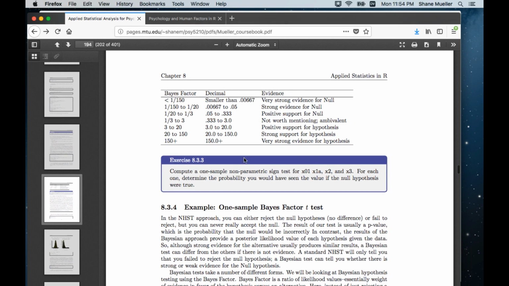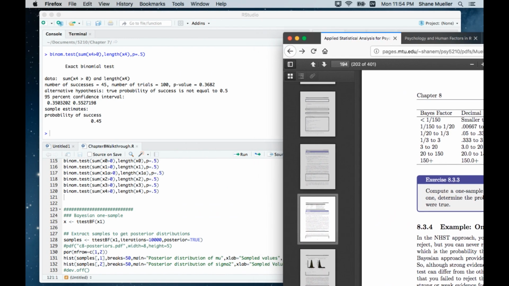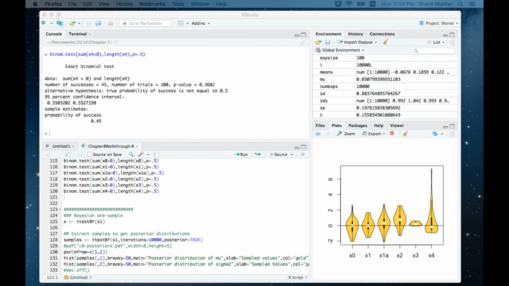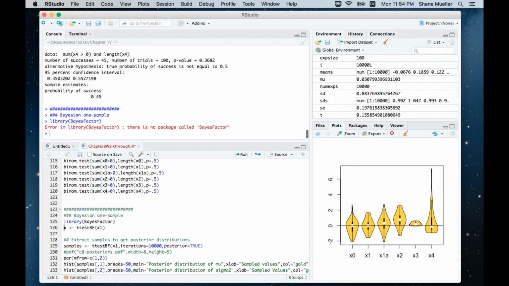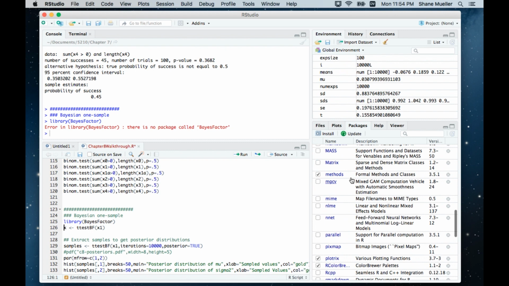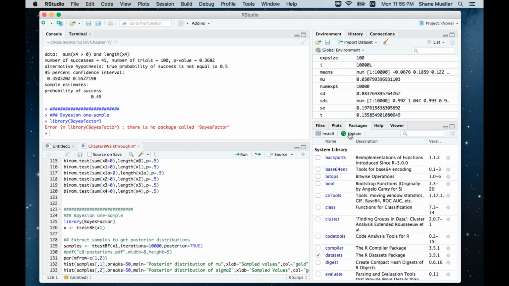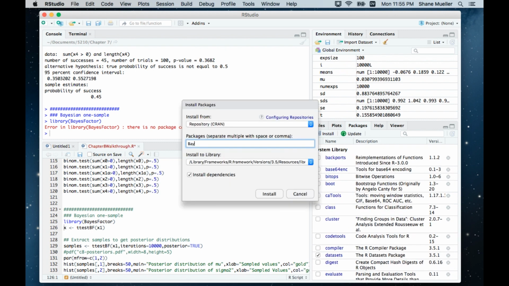Okay, so we'll just finish off with one sample Bayes factor t-tests. The Bayes factor tests are in a library called BayesFactor. So I guess I'll add this here. It's capital B, capital F, BayesFactor. Or no, what is it? I have not installed it. I'm going to have to install this.